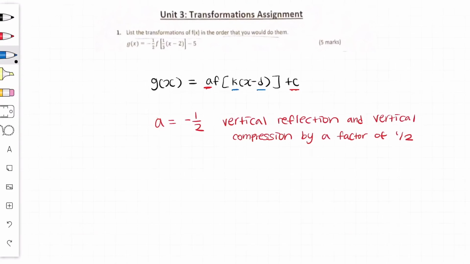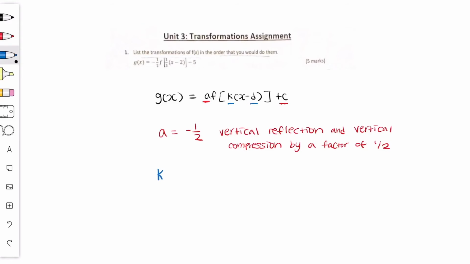K equals 1/3. When K is between 0 and 1, it causes a horizontal stretch. So it causes a horizontal stretch by a factor of 3. When writing the transformations, we use the reciprocal of K.